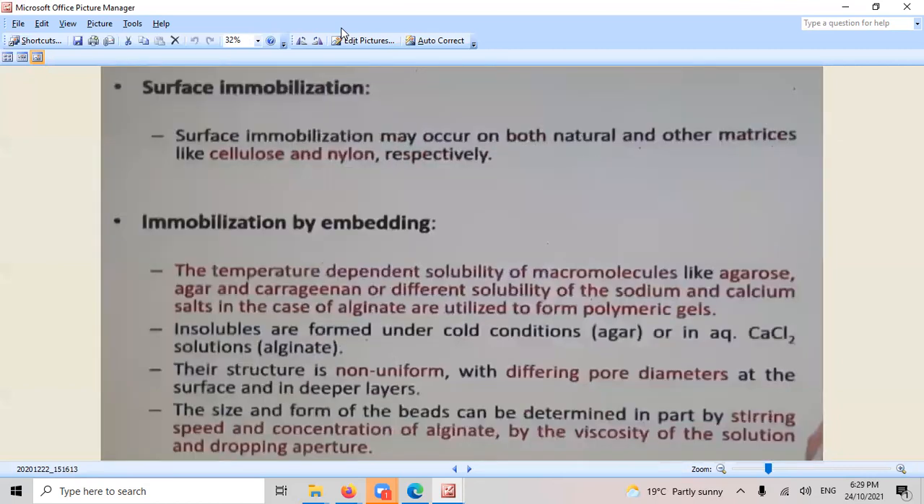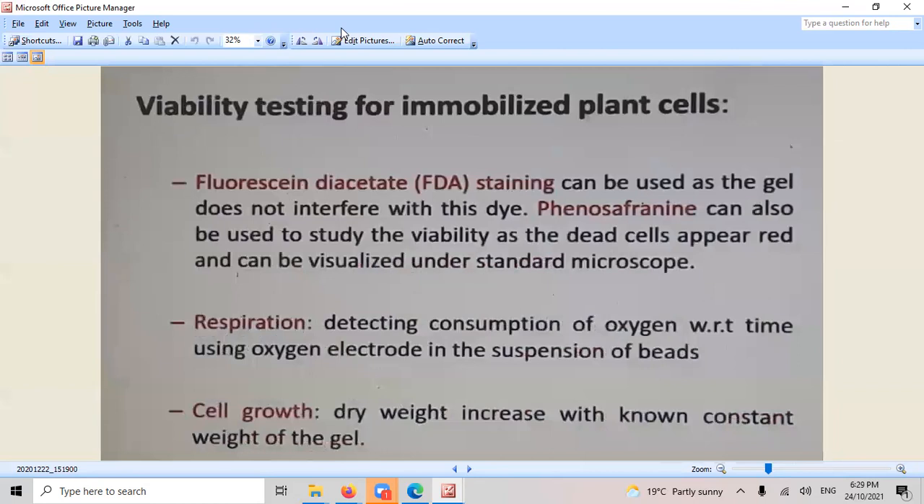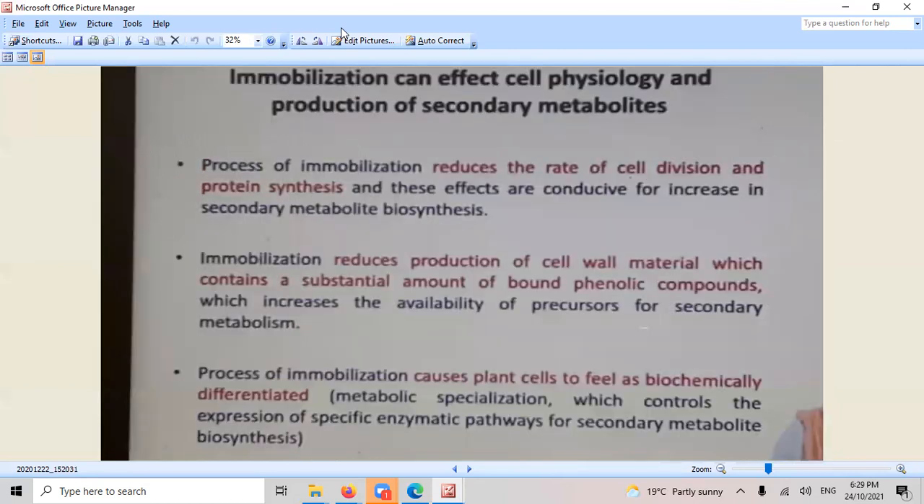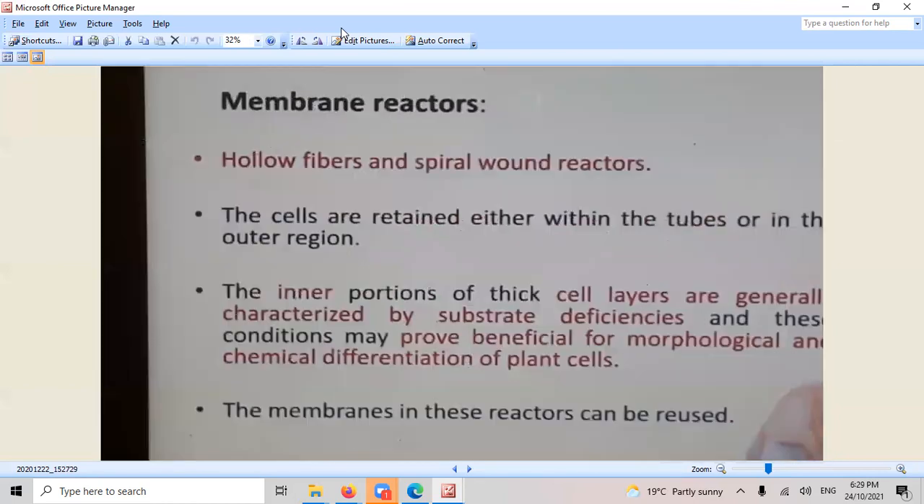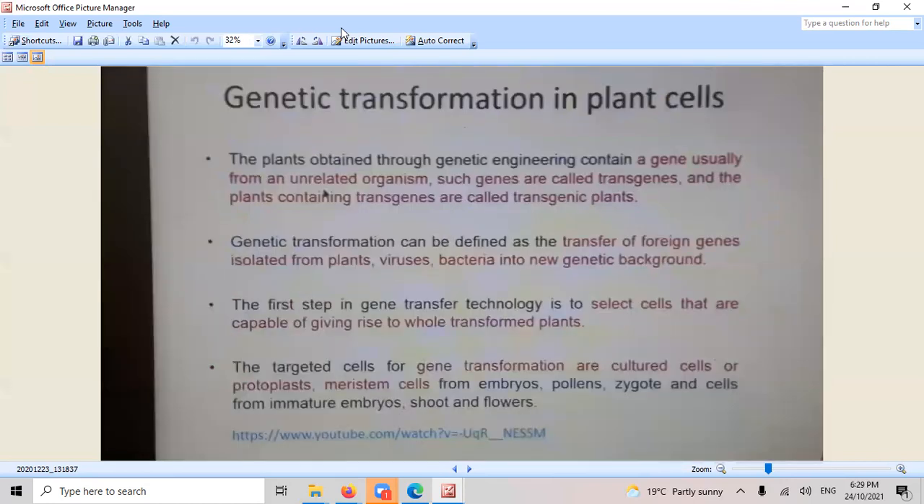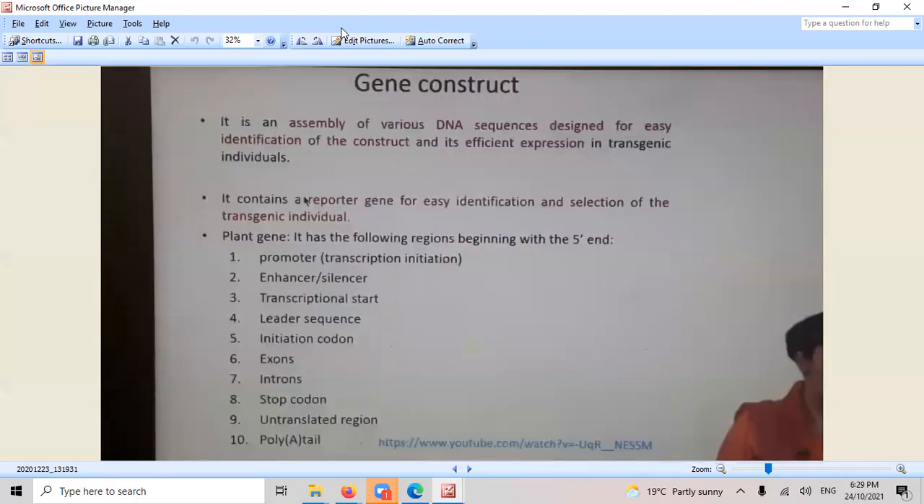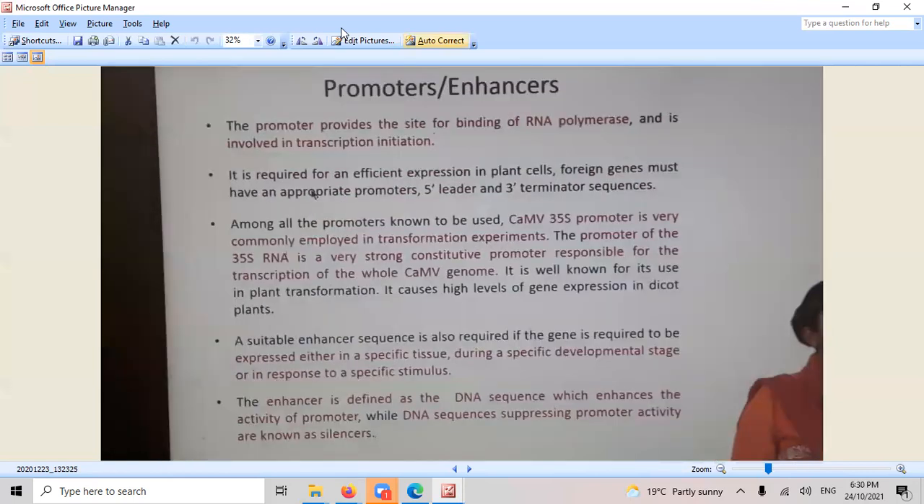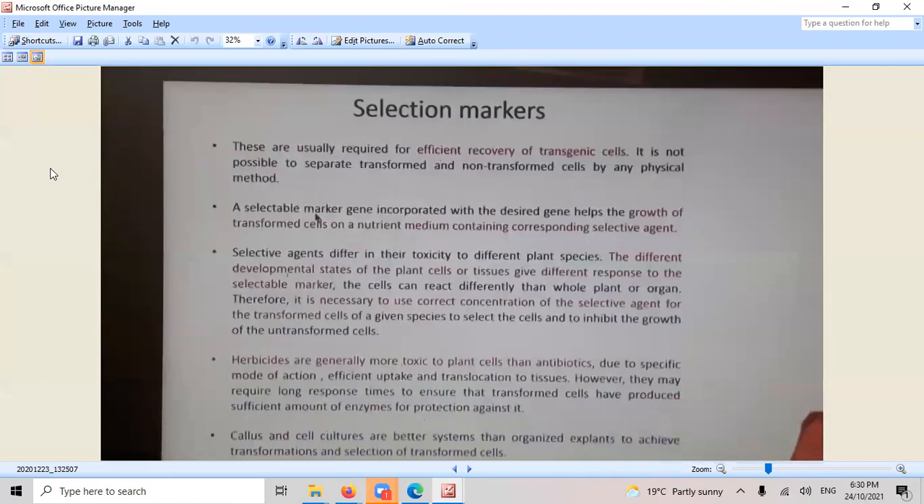Mobilization. Entrapment. That's one of those questions. Viability testing. Do some viability testing: stain, respire, cell growth. Genetic transformation in plant cells. So cool. Markers. It's really good to do that.